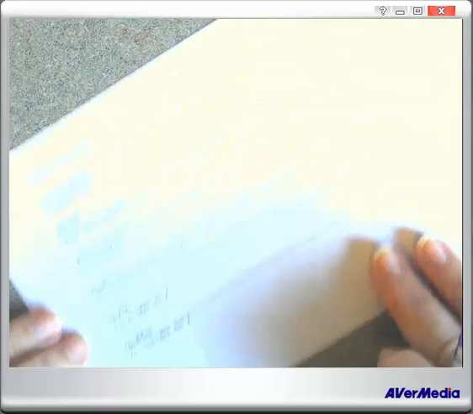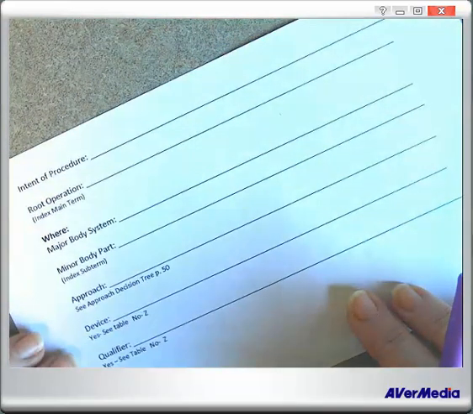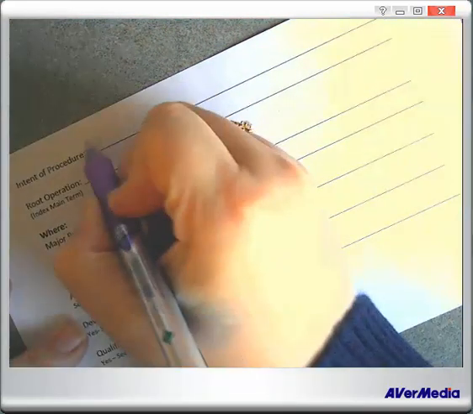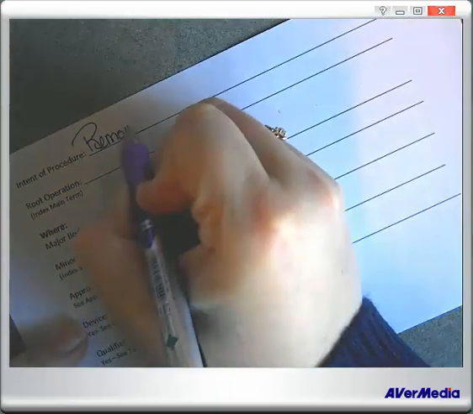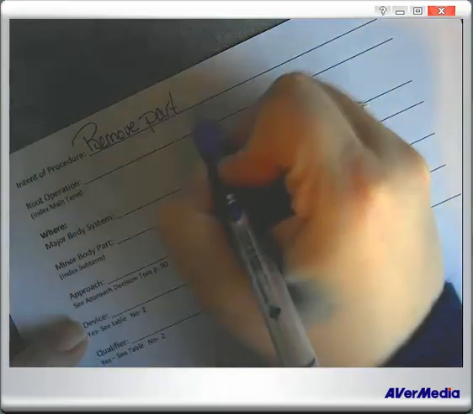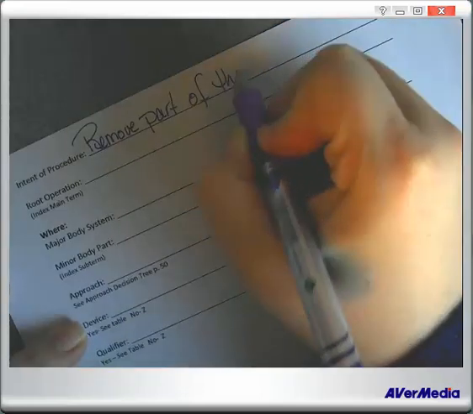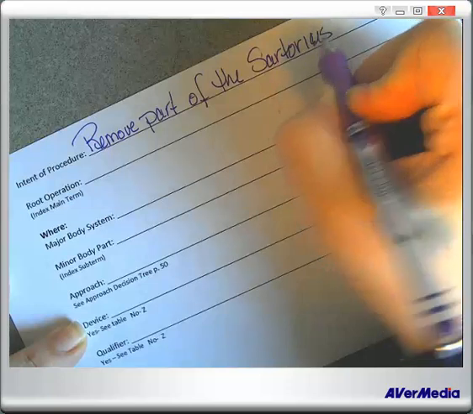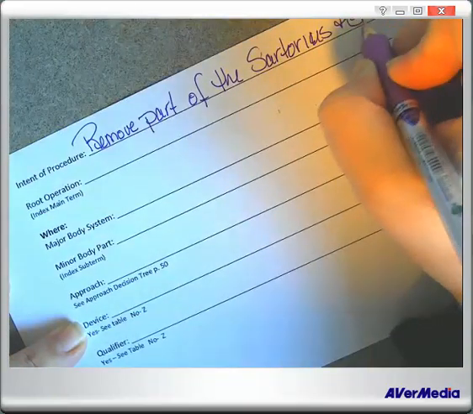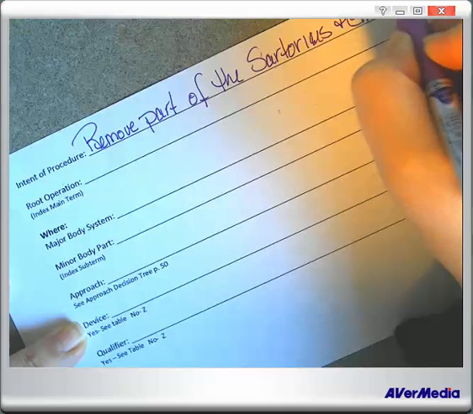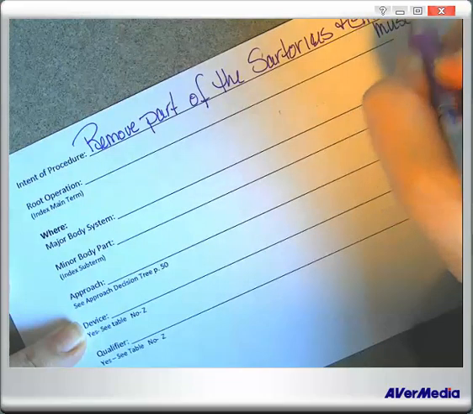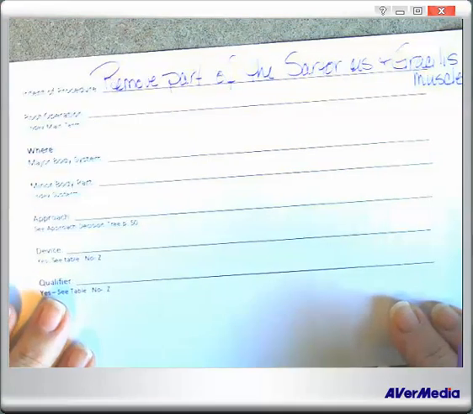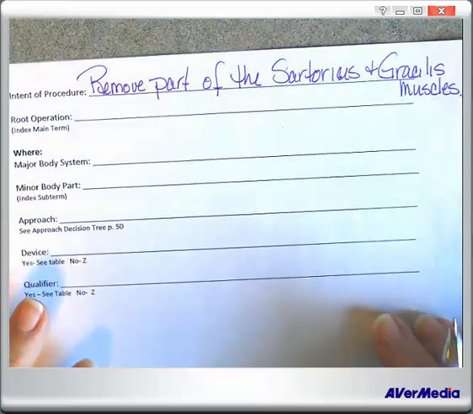okay, let's do our intent worksheet. So our intent of procedure here is we are going to remove part of the sartorius and gracilis muscles. Okay, so there we go. We're removing part of the sartorius and gracilis muscles.